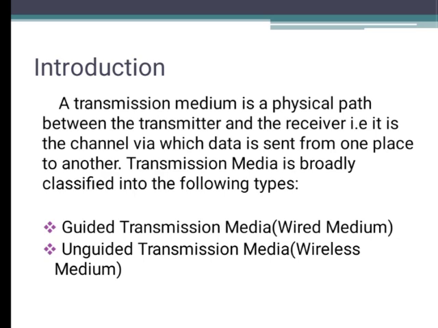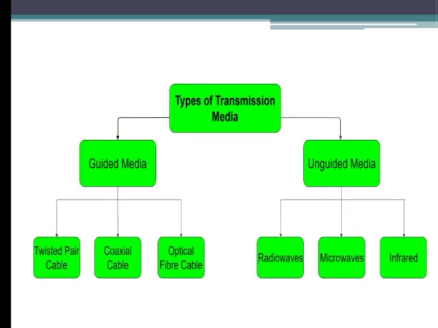Transmission media is broadly classified into two types: guided transmission media and unguided transmission media. Guided transmission media is also known as wired transmission medium, and unguided transmission media is also known as wireless medium.